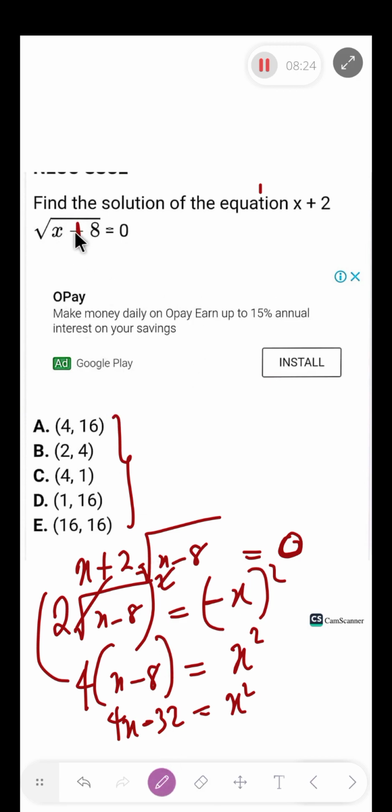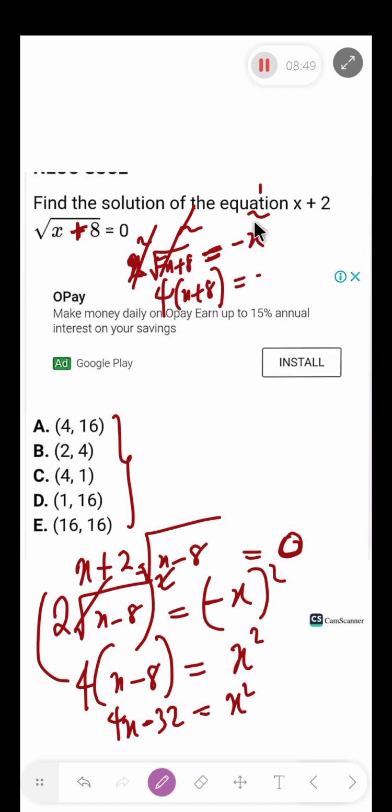And even though this is plus, no matter how it is, you still have something like 2 root x plus 8 equals minus x. When you square both sides, you know what that would be? 4. If you cancel, you have x plus 8 left equals minus x all squared as x squared. And then you have 4x plus 8 times 4 is 32 equals x squared. And x squared minus 4x minus 32 is equal to 0.